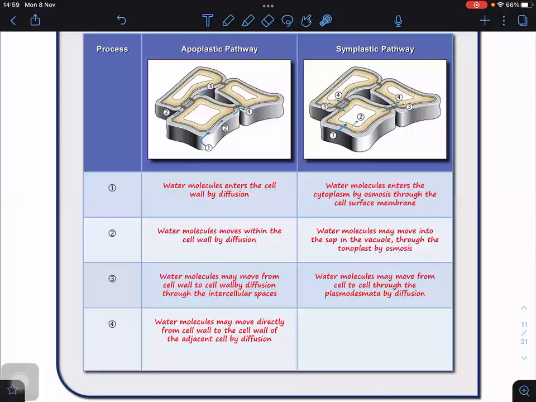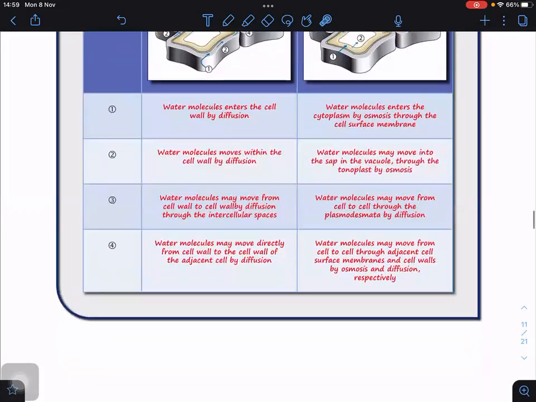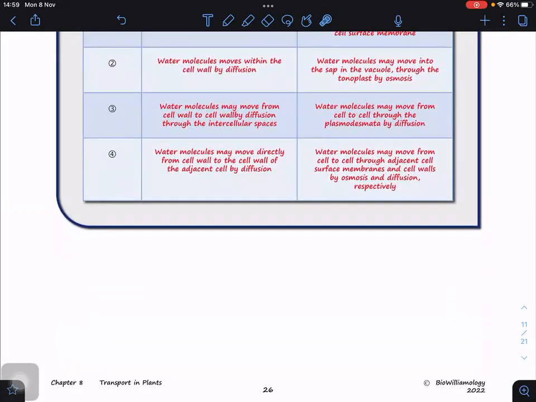Are you clear? And number 4, you can see that it can cross the cell wall. Now for the cross of the cell wall here, you realize that they will go across the cell membrane. Because of this, across the cell membrane, it is a form of osmosis. But when I put it here, I put in more detail: water molecule may move from cell to cell through the adjacent cell surface membrane and cell wall by osmosis and diffusion respectively. So students are a bit confused, osmosis or diffusion? It depends on how you describe it.